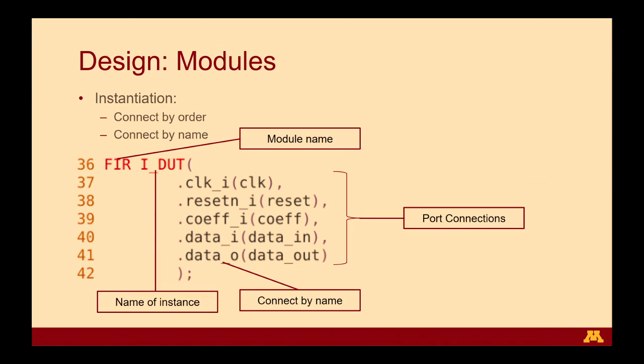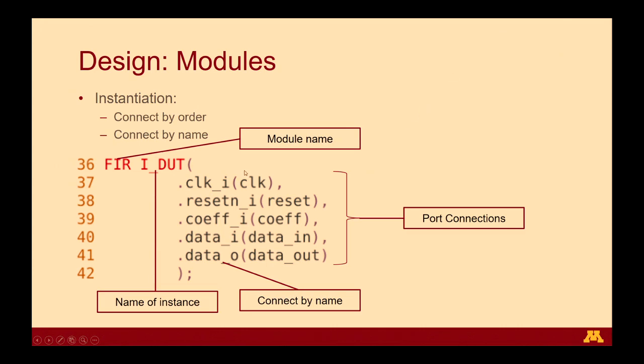In this particular scenario, you can connect your modules in two ways. One is you can connect by order. In the same way as a function definition, you just place the inputs in the correct order. The other option is connect by name, where you explicitly define which pin the wire goes to.